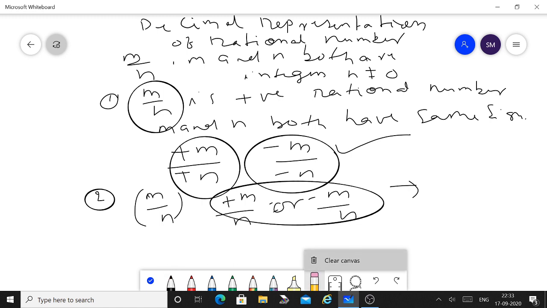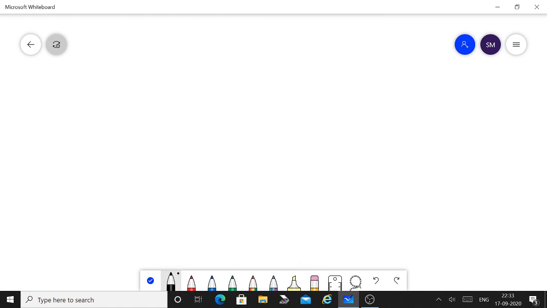Then, represent in the decimal form. Express the rational number in decimal form. Example, suppose 7 upon 8 is a rational number. We have to represent it in decimal form. Then how can you represent it? Divide.